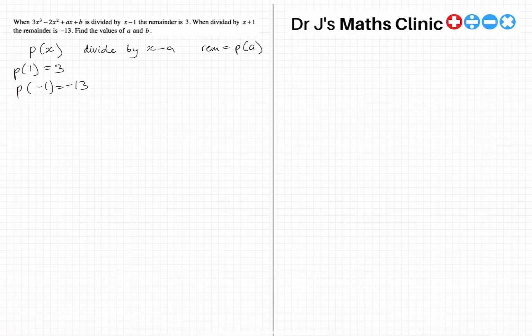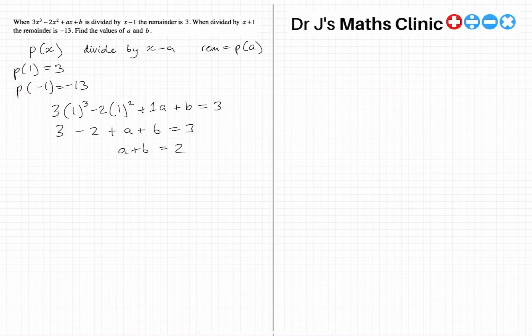So let's substitute 1 in and equate it to 3. So we've got 3 of 1 cubed minus 2 of 1 squared plus 1 of a plus b has to equal 3. And we can simplify, obviously, to 3 minus 2 plus a plus b equals 3, which would be a plus b equals 2. So I've used that first fact.